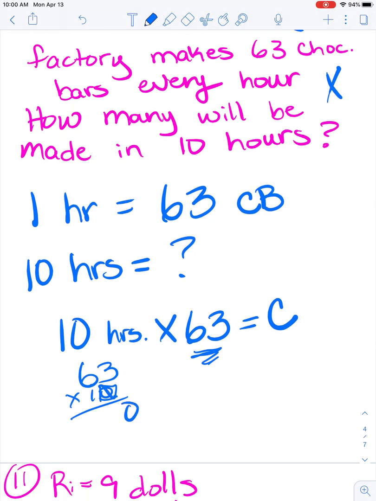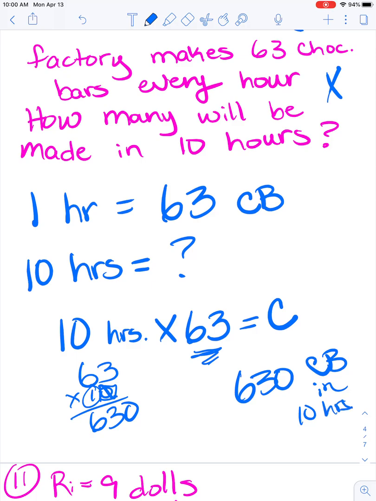I can box it, cross it, bring it down, and I know that 1 times anything is that number, so 1 times 63 is 63. So 630 chocolate bars in 10 hours.